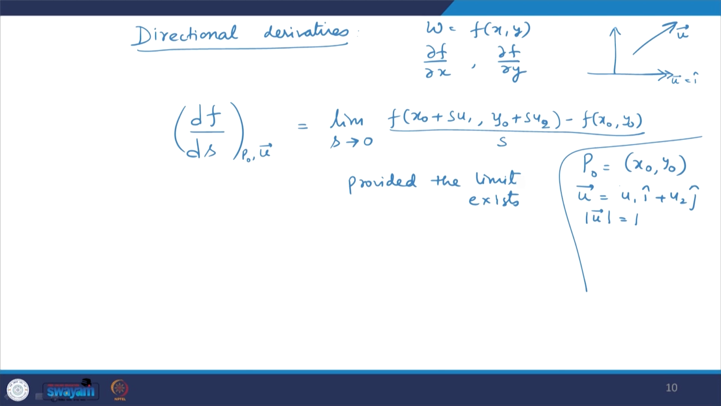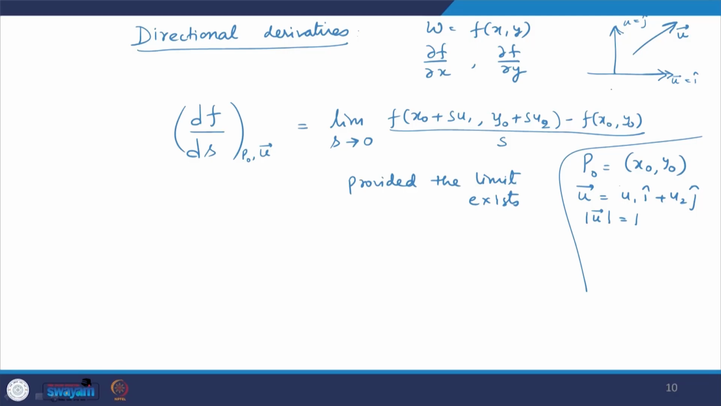And if you are taking u along the y axis, in the y axis u is nothing but j. So u₁ is 0 and u₂ is 1. If you substitute here, that is nothing but ∂f/∂y. So in that sense we can say that this definition generalizes the definitions of ∂f/∂x and ∂f/∂y also.